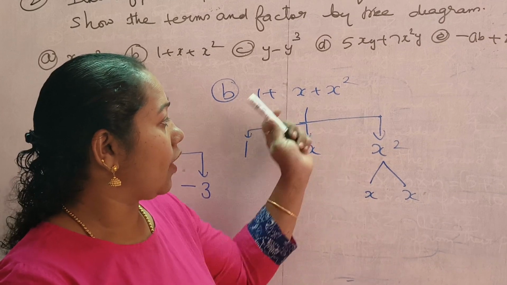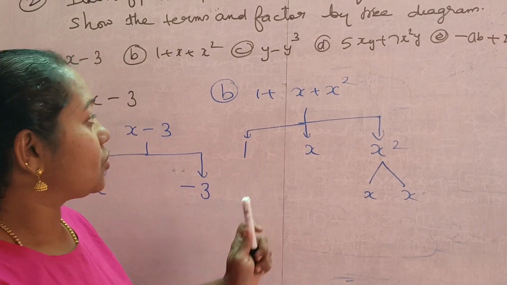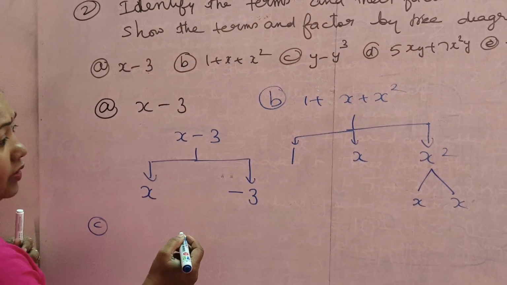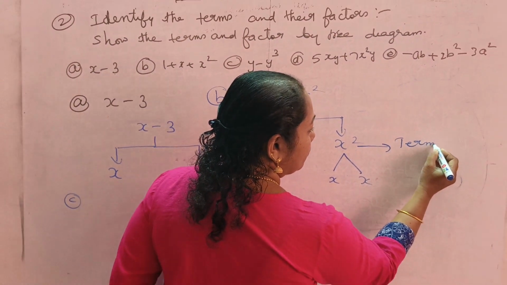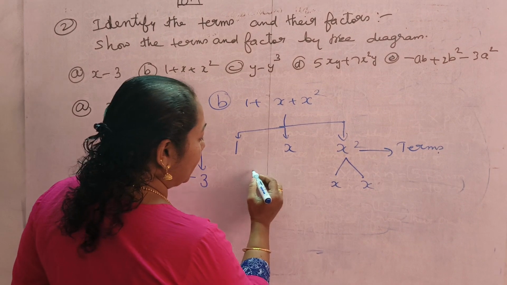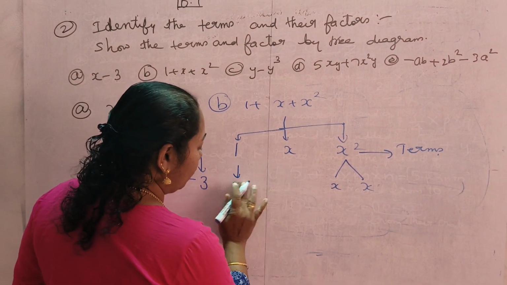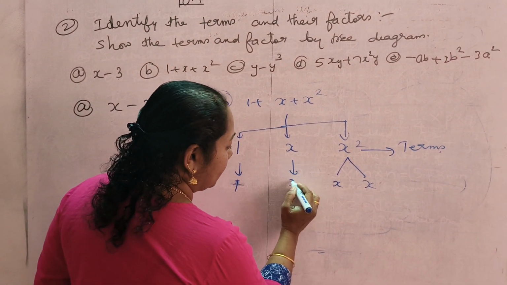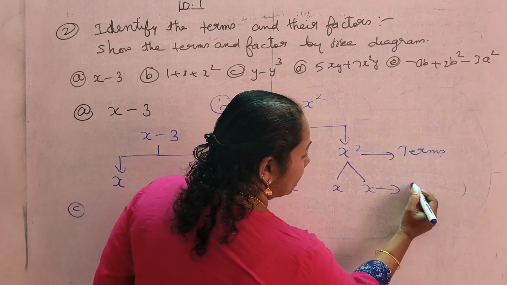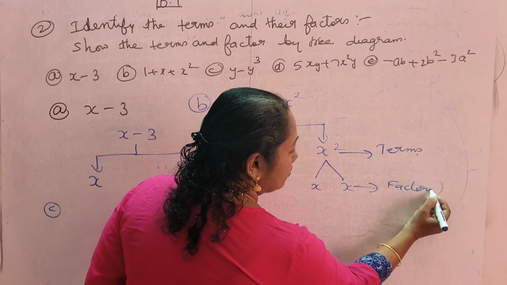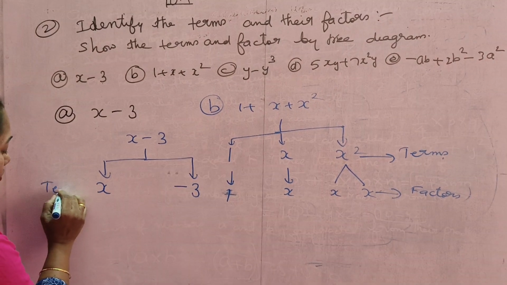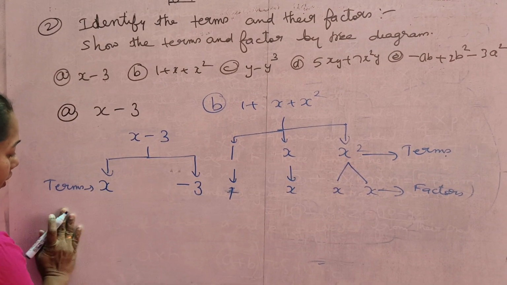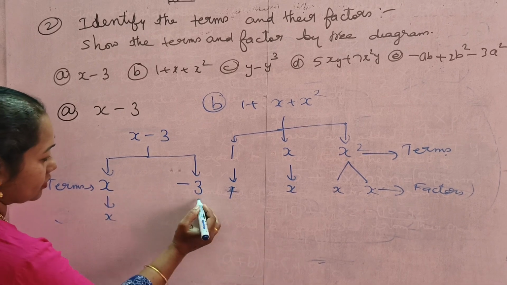In this way, you have to mention this as a tree diagram. So in this one, these are the terms. And the factors are again this one. You can write this as 1 and this is x, and these are the factors. In this case also, these are the terms and these are the factors.